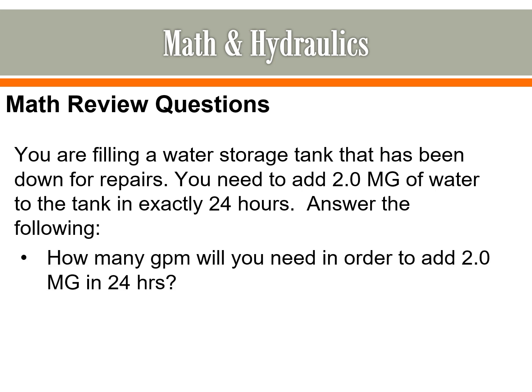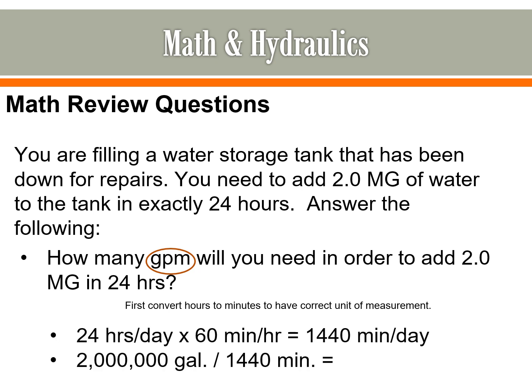Well, you first have to recognize what it is that they're asking you for. In this problem, they're asking how many gallons per minute you will need in order to add 2 million gallons in 24 hours. You have two different units of measurement here, one in minutes and one in hours. So the first thing we want to do is convert hours to minutes to have the correct unit of measurement. How do we do that?